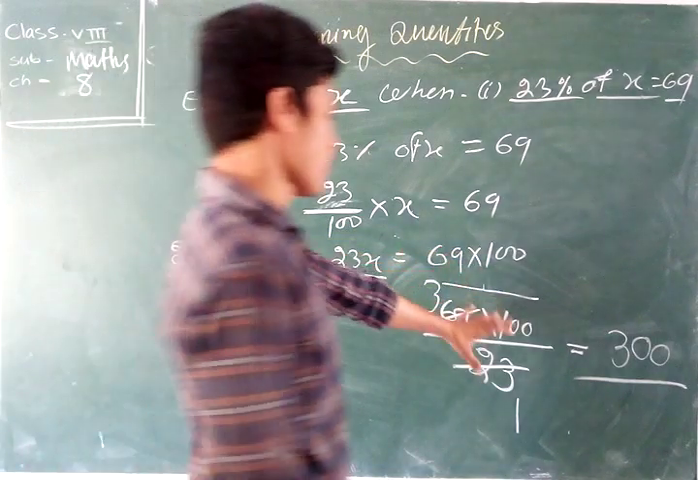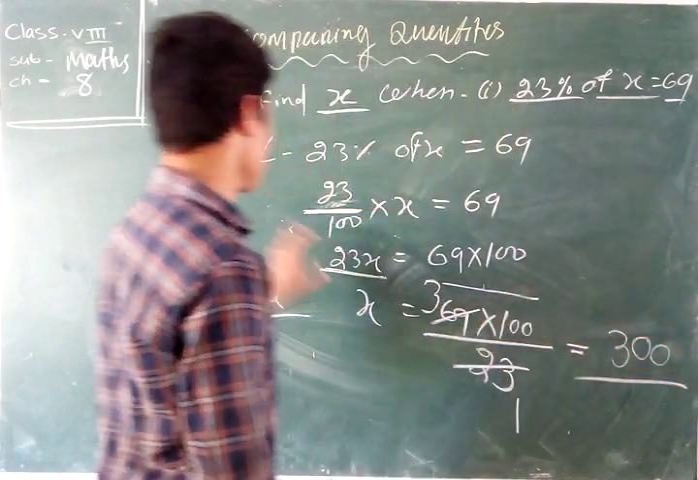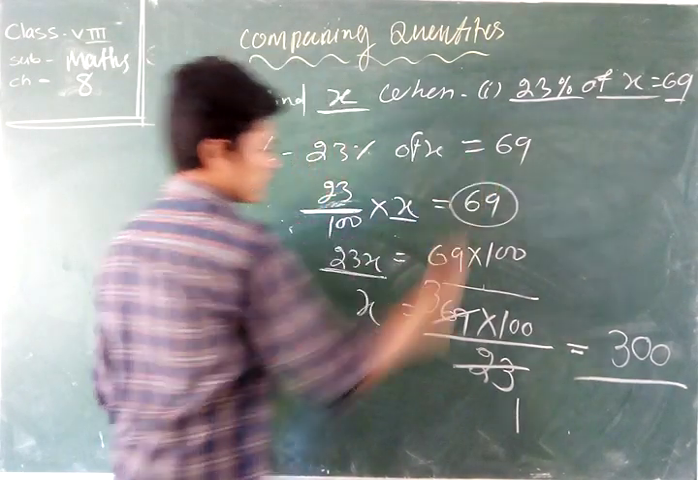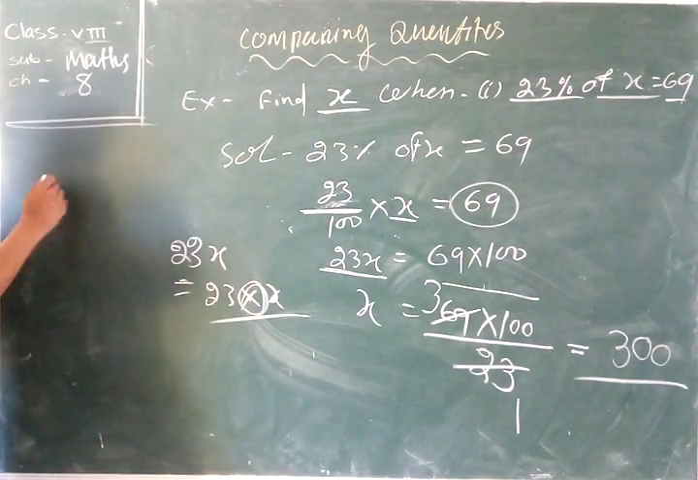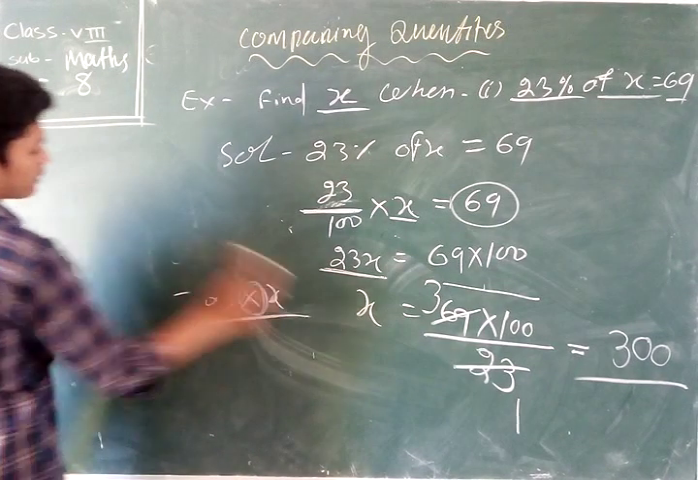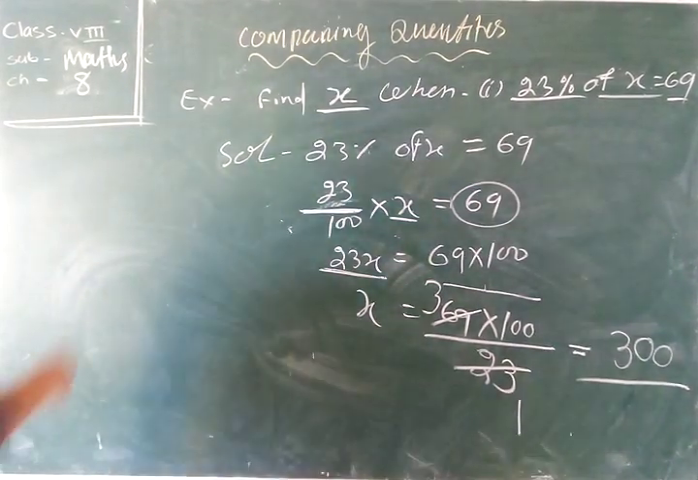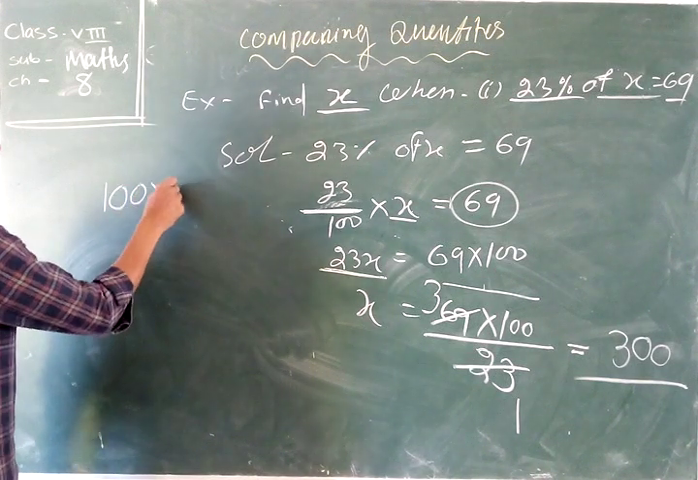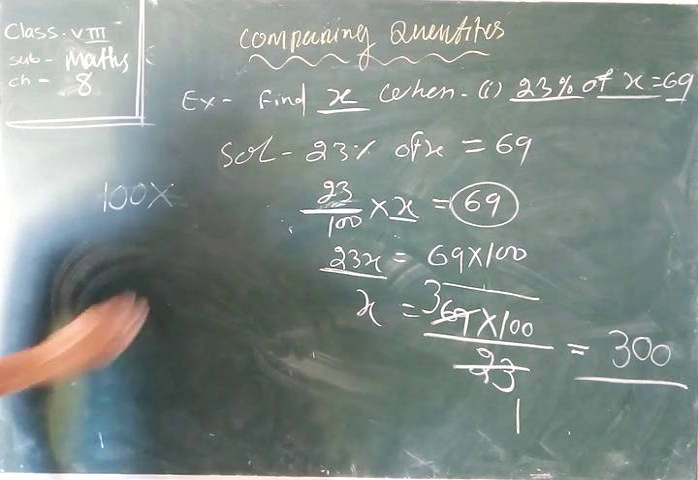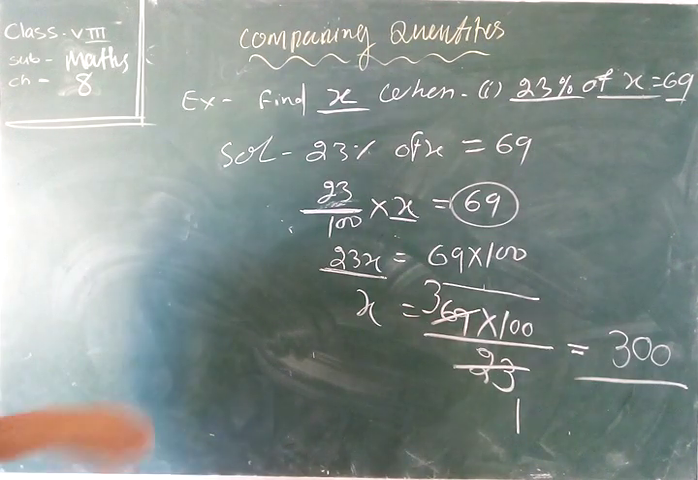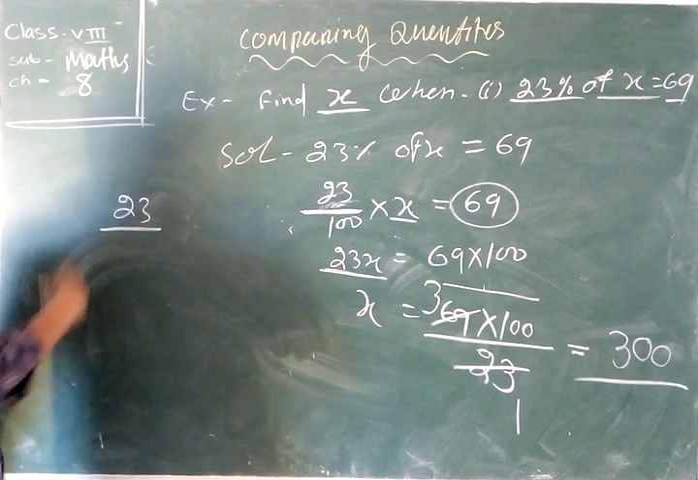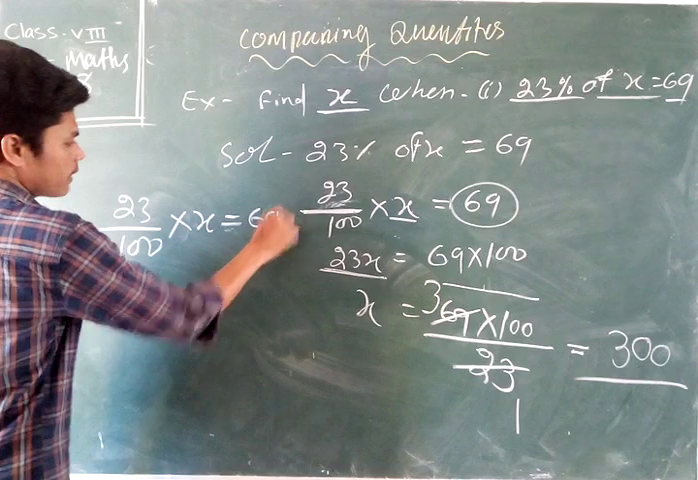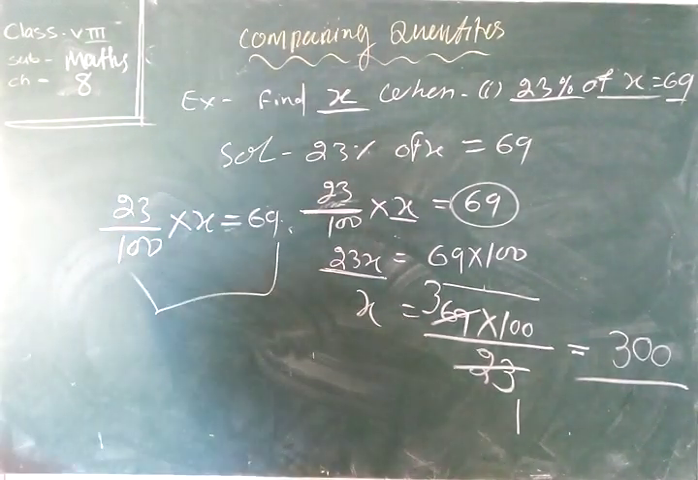Now you can verify it. Is our answer correct or not? Check LHS against RHS. The question is: 23% of x is 69. So x equals 300, not 100, 300. So 23 by 100 into x equals what? 69. If LHS equals RHS, then our answer is correct.